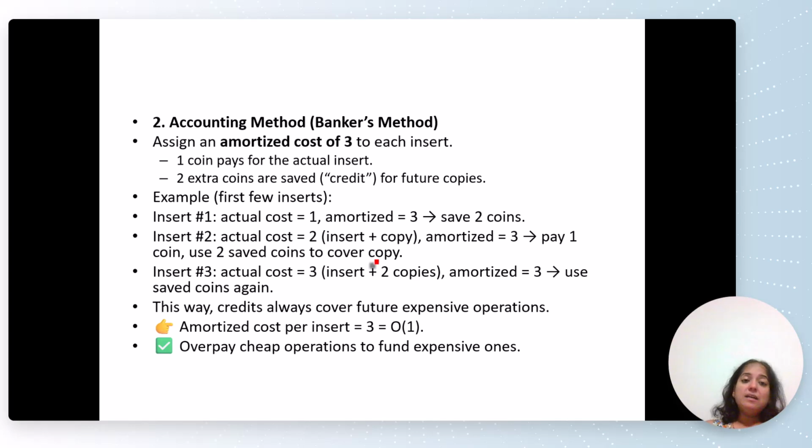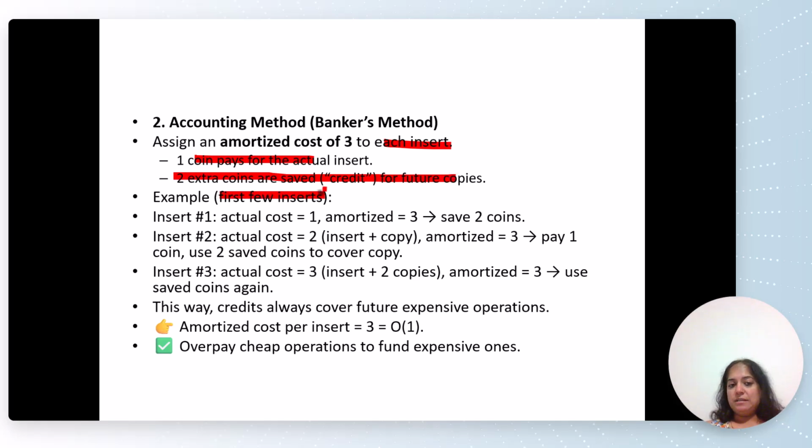Accounting method, which is the banker's method: let's assign an amortized cost of 3 to each insert. One coin pays for the actual insert and 2 extra coins are saved for future copies. So for the first few inserts, if you insert 1, the actual cost is 1, so amortized is 3, so you are saving 2 coins here. Then you insert number 2, actual cost is 2, which is insert plus copy, so amortized cost is 3. So you pay 1 coin and use 2 saved coins to cover the copy.